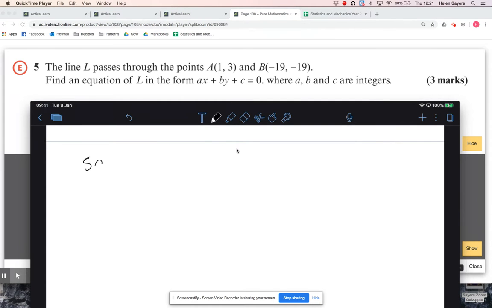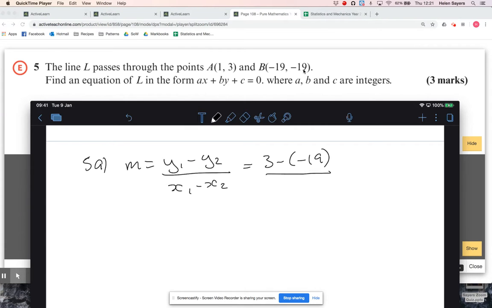I think I would just stick to, let's get the gradient. So gradient is change in y over change in x. I will do a minus b, so then I won't have negatives. So change in y is 3 minus minus 19. Change in x is 1 minus minus 19. So 22 over 20, I hope. So let's simplify that to 11 over 10.